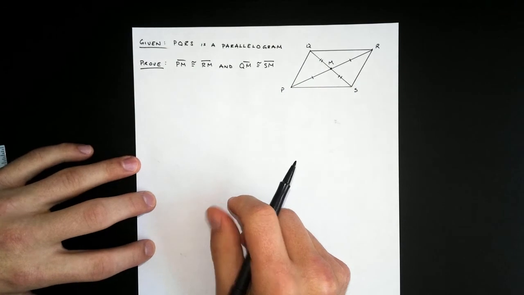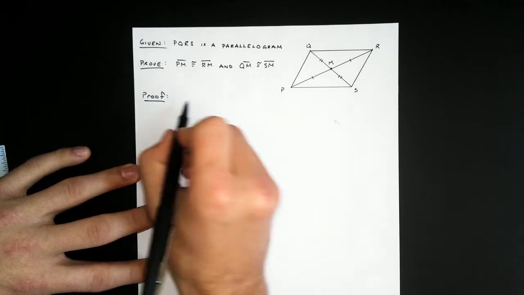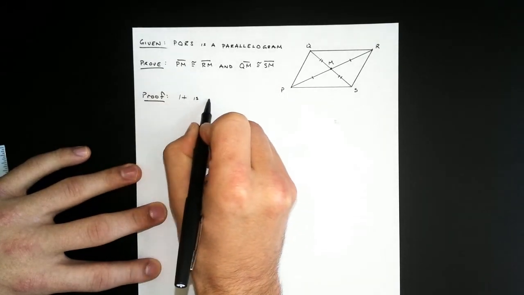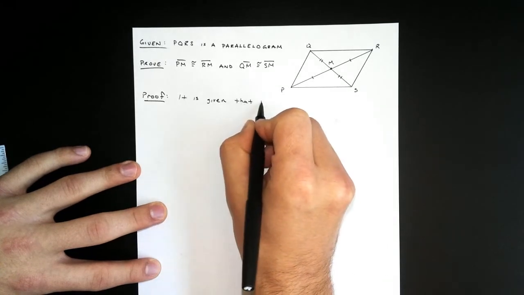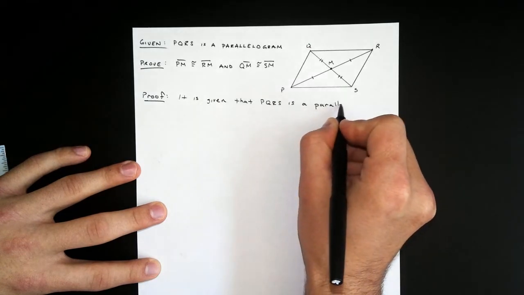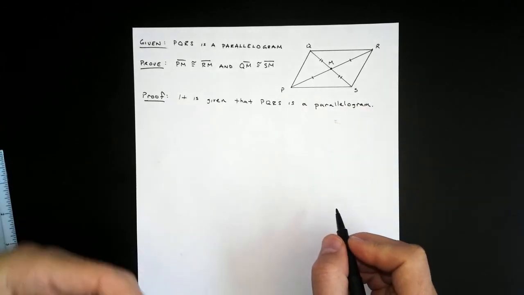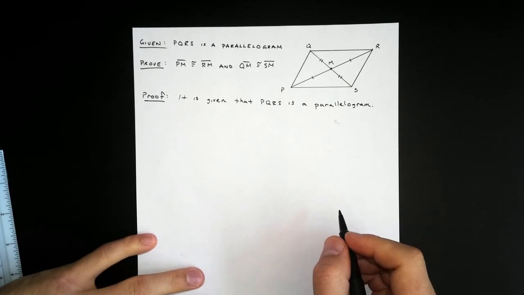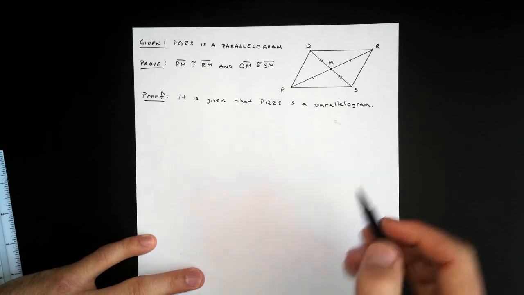Okay, so let's start our proof. Again, our given information here is just that we have a parallelogram. So PQRS is a parallelogram. If we're given that information, we can use the definition of a parallelogram, and from that we also have two properties that we already discussed. So we also know that the opposite sides are congruent and the opposite angles are congruent.